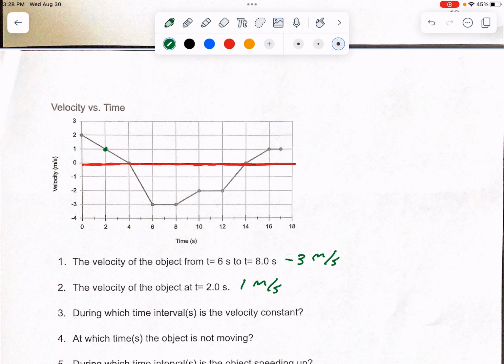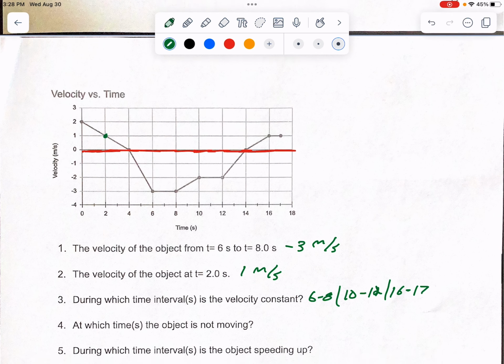3, during which time interval or intervals is the velocity constant? So we're looking for flat lines. Flat lines would be from 6 to 8 seconds, from 10 to 12 seconds, and from 16 to 17 seconds. Okay, that's when you have constant velocities.